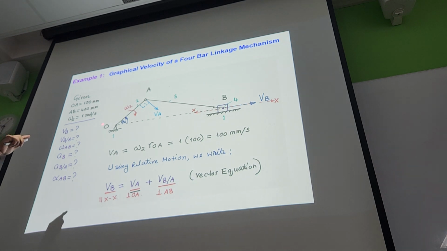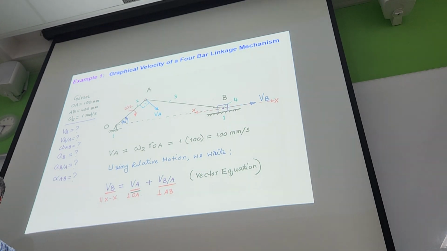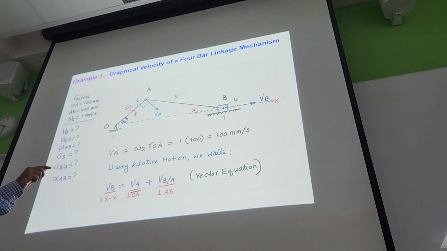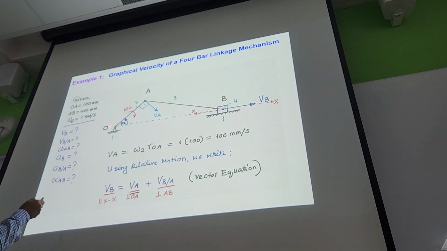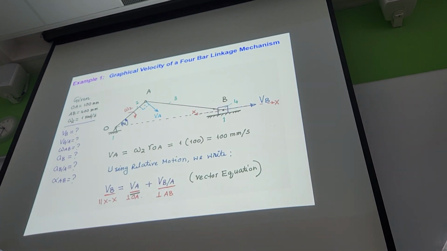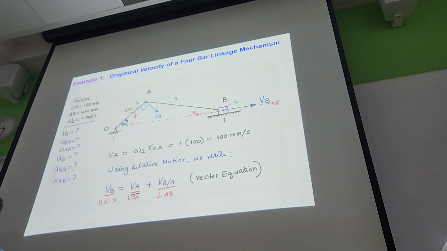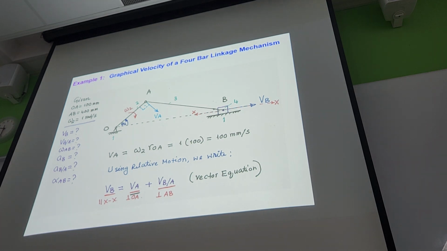Because our omega is clockwise, our VA will be going this way, correct? If omega was anti-clockwise, our VA would be reversed, like your assignment. In your assignment, your VA is going in the opposite direction because your omega is rotating anti-clockwise. And here it is clockwise, that's why it is going this way. Clear, everyone? Because our VA direction is determined by omega, the rotational velocity.